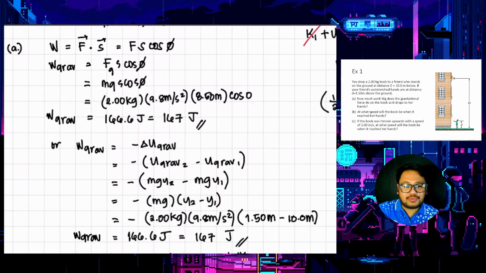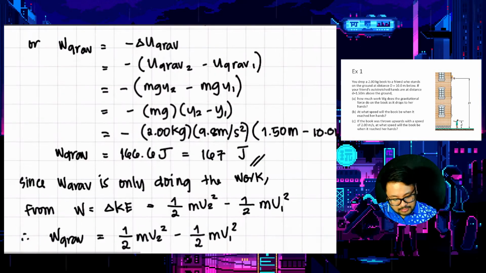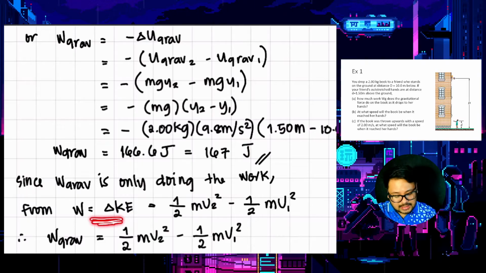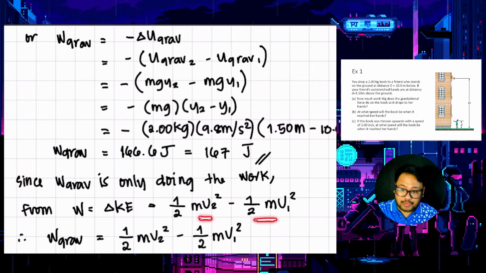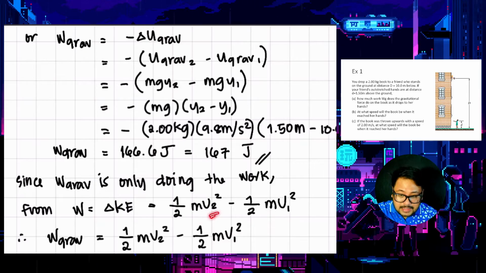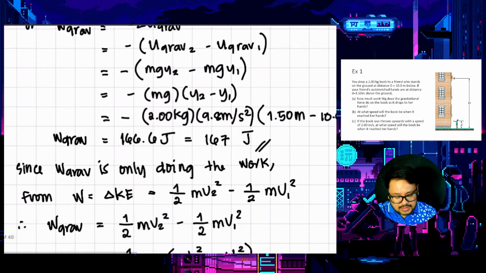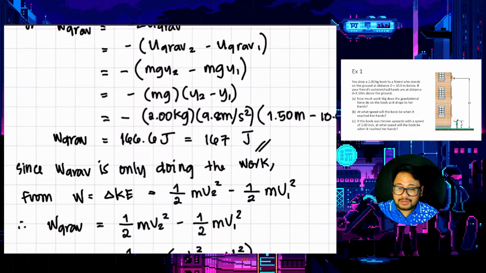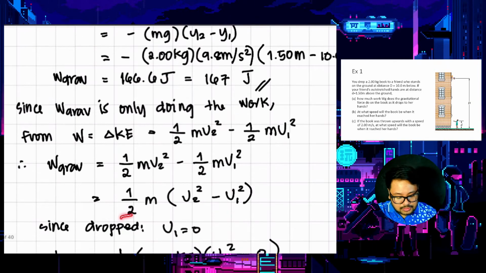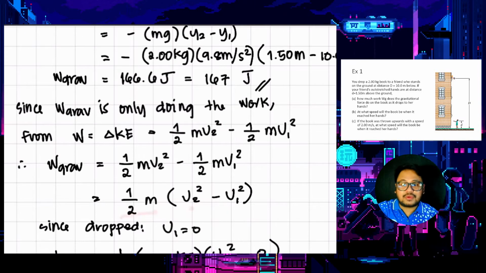Okay, so what will happen is that since work is just equal to the change in kinetic energy, we have 1/2 mv2 squared minus 1/2 mv1 squared. By the way, these are just speeds, not velocities. So the work done by gravity is equal to 1/2 mv2 squared minus 1/2 mv1 squared. Factoring out the common factor 1/2 and m, we have v2 squared minus v1 squared.